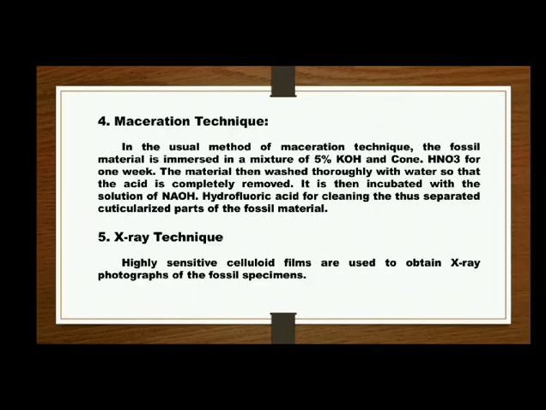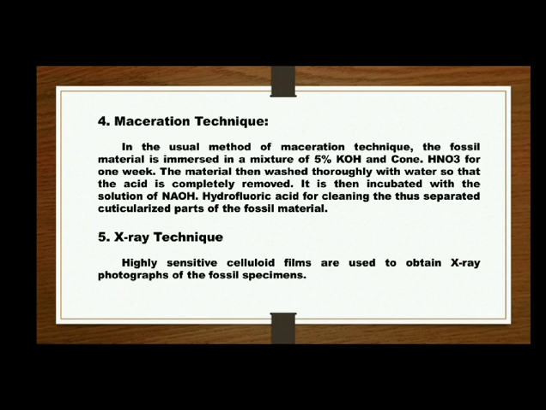Then the next technique is the maceration technique. In the usual method of maceration, the fossil material is immersed in a mixture of 5% potassium hydroxide and concentrated nitric acid for 1 week. The material is then washed thoroughly with water so the acid is completely removed. It is then incubated with a solution of sodium hydroxide and hydrofluoric acid for cleaning the separated particular parts of the fossil material.